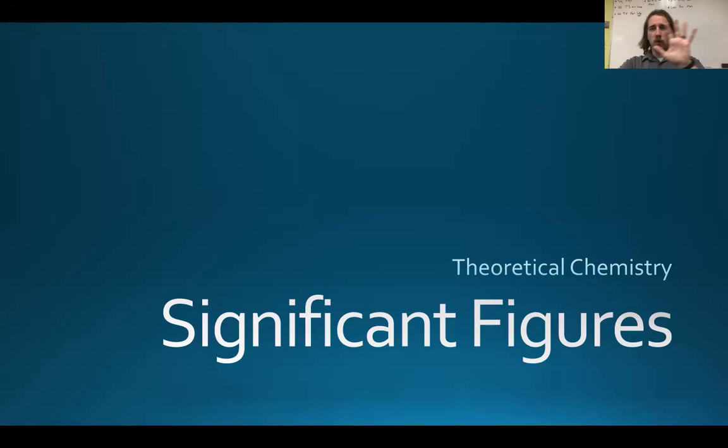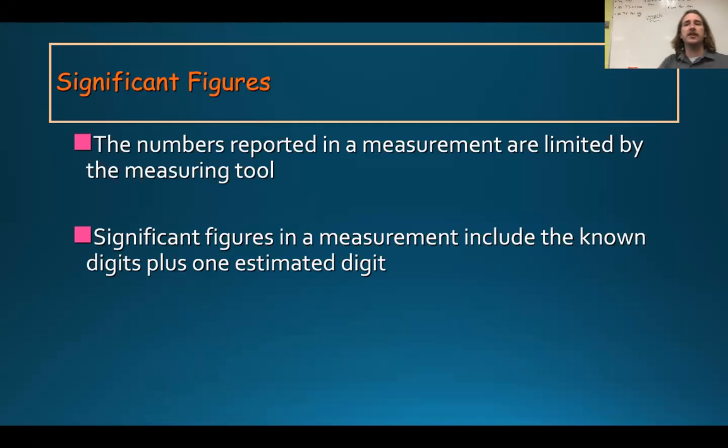So the what of significant figures is referring to the precision of our measurement. When we say significant figures, we're talking about how many numbers in our measurements we know to be important or were measured. Numbers reported in a measurement are limited by the tool that we use to measure. Significant figures include all of the numbers we read plus our degree of uncertainty.